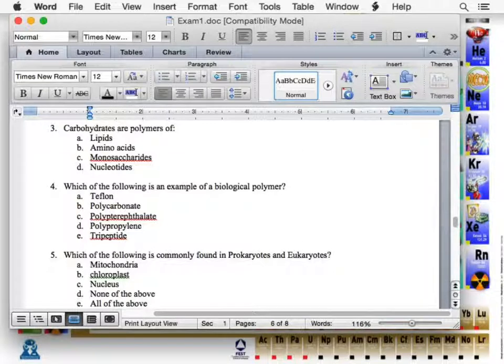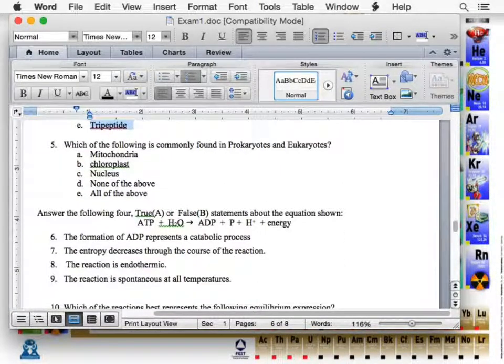Following is an example of a biological polymer. Okay? You may look at those and go, well, I don't recognize any of those names. You may not recognize most of those names, but you should be recognizing peptide is found in proteins. So for better or worse, the stupid naming of peptides for amino acids red flags it for being a biological polymer. I was going to say Teflon, but that's not biological. No, not at all.